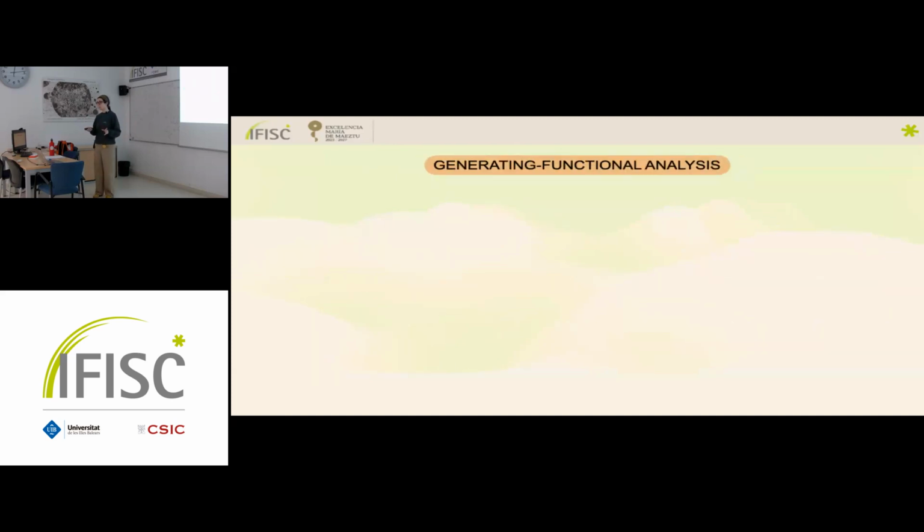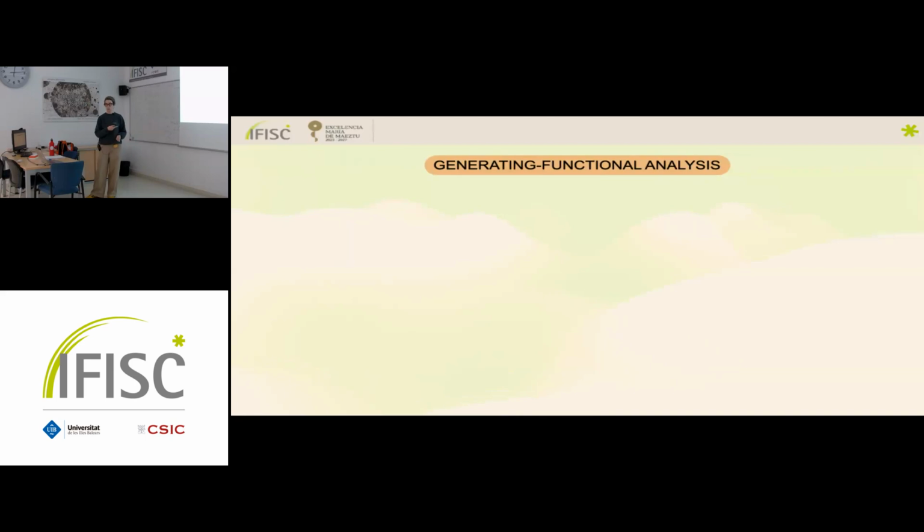Now that I better explained what an effective single species process is, I can go back to generating functional analysis, which is the tool we are going to use to arrive at this equation. So what is generating functional analysis? I'm going to make it brief because it doesn't make sense to show you long, complicated equations.